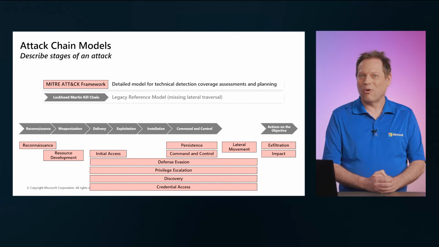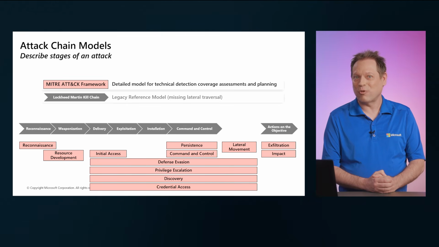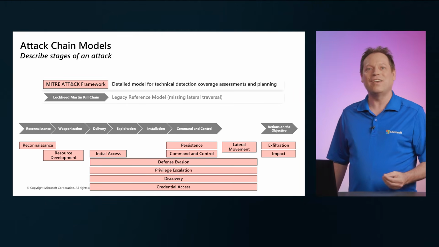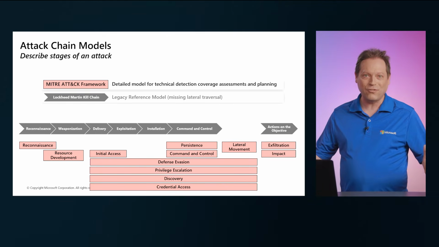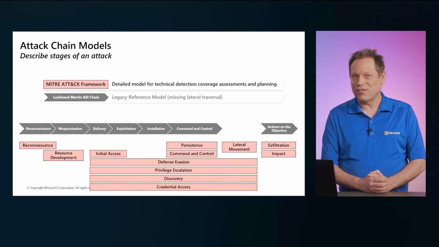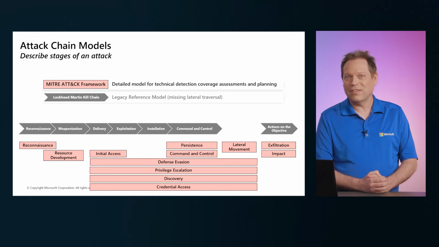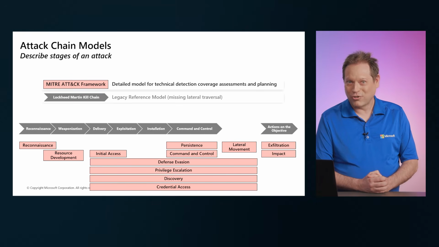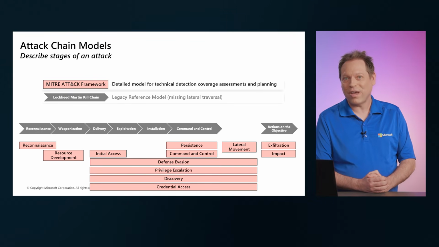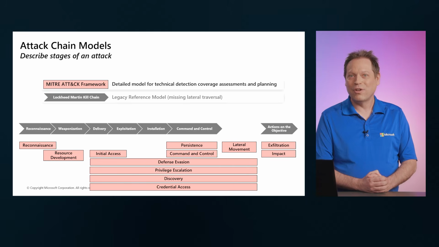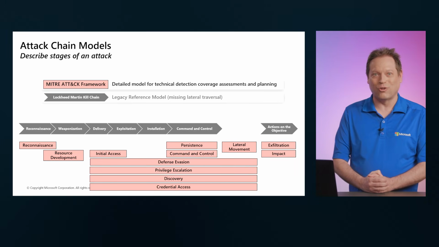One legacy approach is to use the Lockheed Martin cyber kill chain, which introduces the idea of breaking an attack into phases such as reconnaissance, weaponization, delivery, exploitation, installation, command and control, and finally, action on objectives. It's historically important, but it's considered a legacy reference model because it wasn't updated to reflect modern multi-stage attacks that often involve extensive lateral traversal.